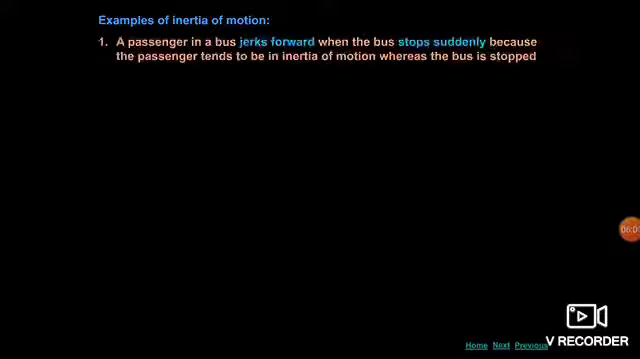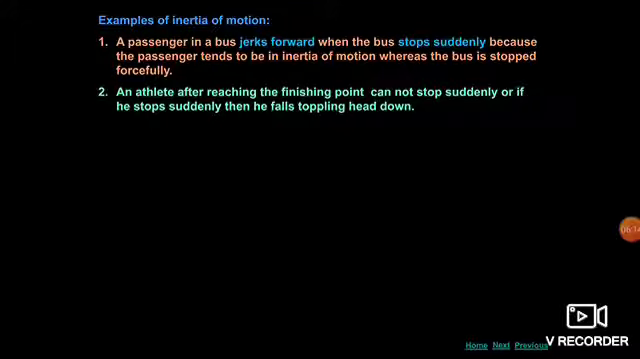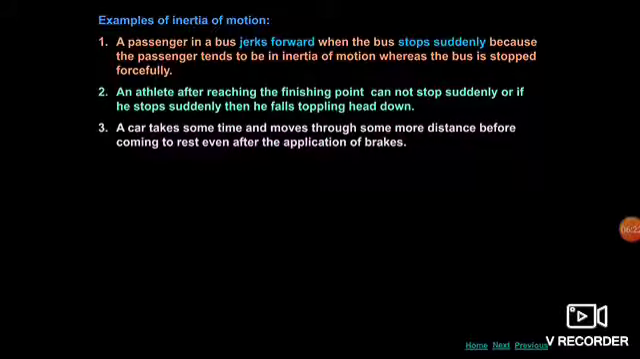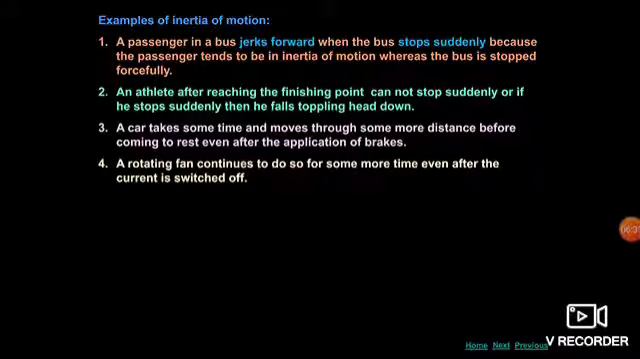Now examples of inertia of motion. A passenger in a bus jerks forward when the bus stops suddenly because the passenger tends to be in inertia of motion, whereas the bus is stopped forcefully. An athlete after reaching the finishing point cannot stop suddenly, or if he stops suddenly then he falls topping head down. A car takes some time and moves through some more distance before coming to rest even after the application of brakes. A rotating fan continues to do so for some more time even after the current is switched off.